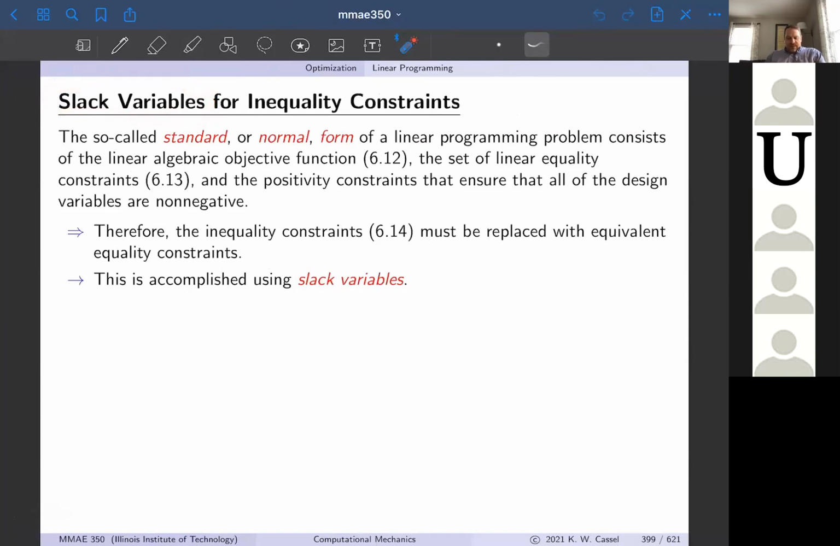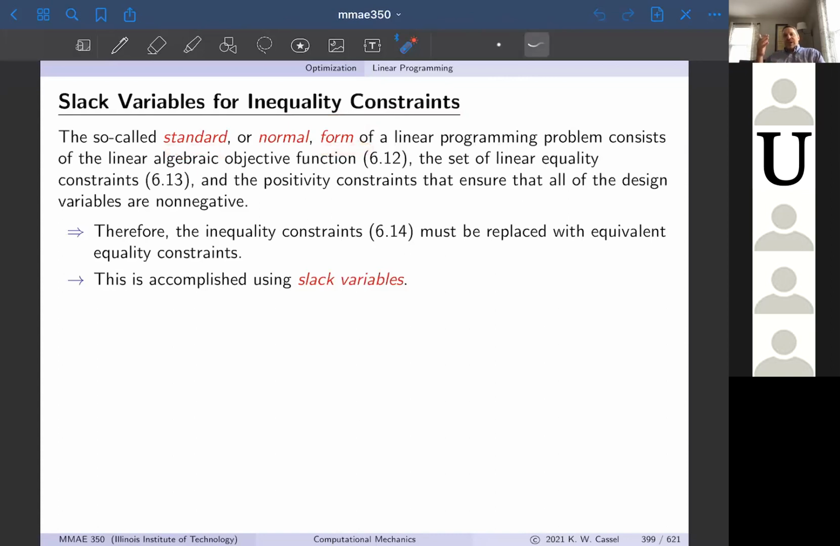So we're going to take our inequality constraint. We're going to add an additional variable called a slack variable. It'll be S for slack, obviously. And that's going to take up the slack in the inequality in a way that I'll show you. So this is all in order to get the standard form of the linear programming problem.